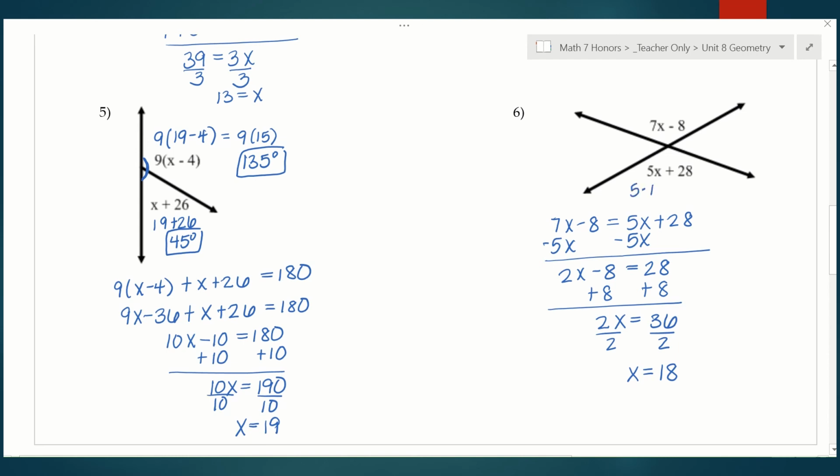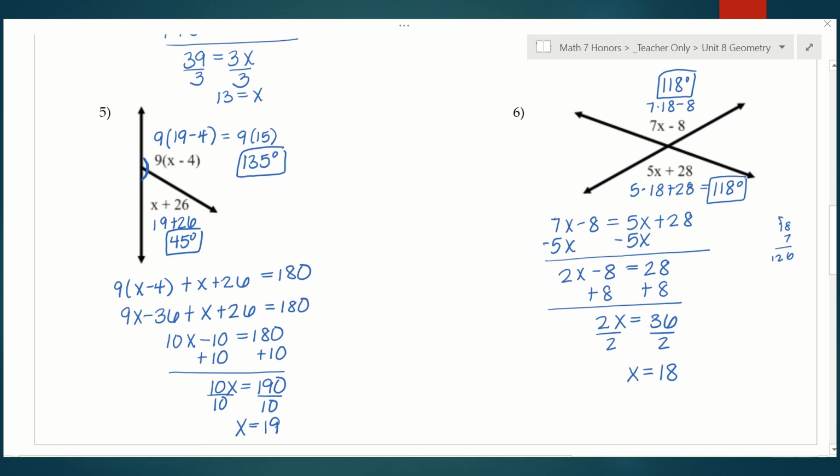So down here, 5 times 18 plus 28. So 5 times 18 is 90, and 90 plus 28 is 118 degrees. And let's make sure the one across from it is also 118. 7 times 18 minus 8. Okay, so 7 times 18, oh my goodness, what is that? I'm not doing that correctly off the top of my head. Okay, 126, and 126 minus 8 is 118. Perfect.